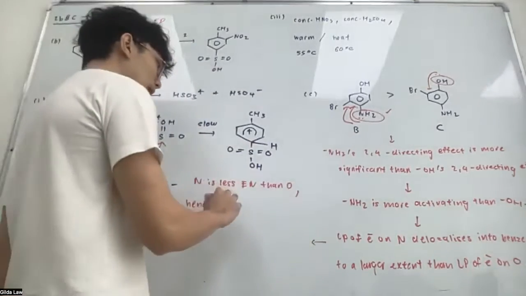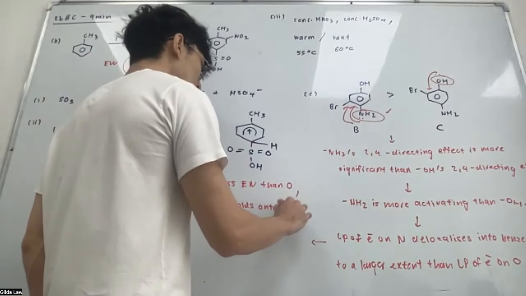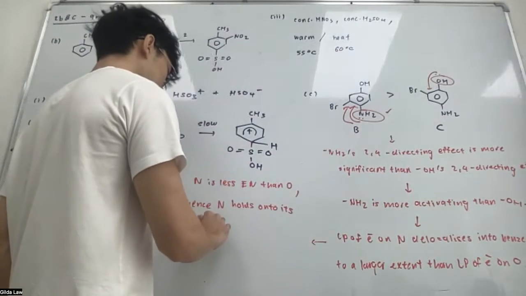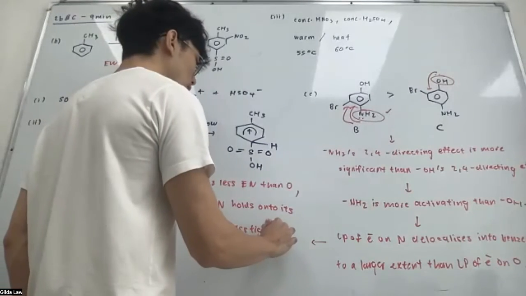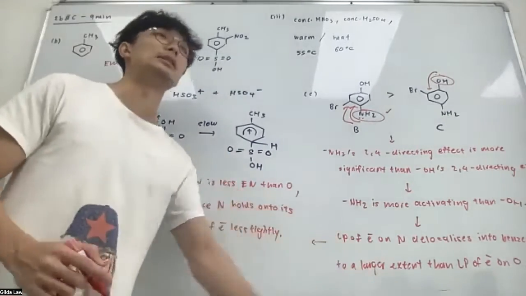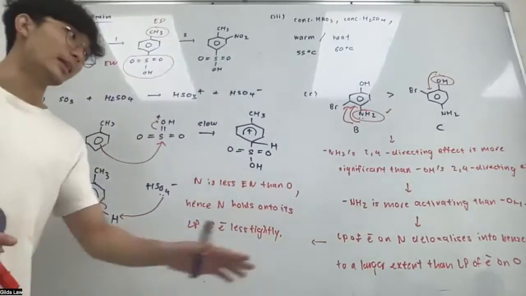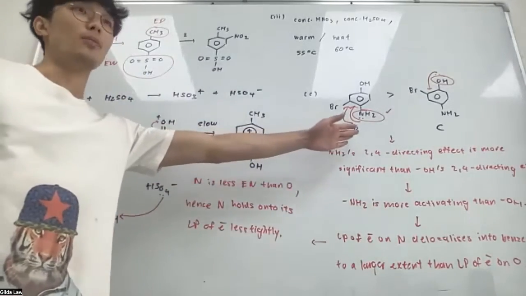So you can say something like N holds onto its lone pair less tightly. So if it holds less tightly, that means it's more willing to give it to the benzene, right? And that's why we talk about delocalizing the benzene to a greater extent. And you slowly build your way back up. So my arrows over here follow my thought process.